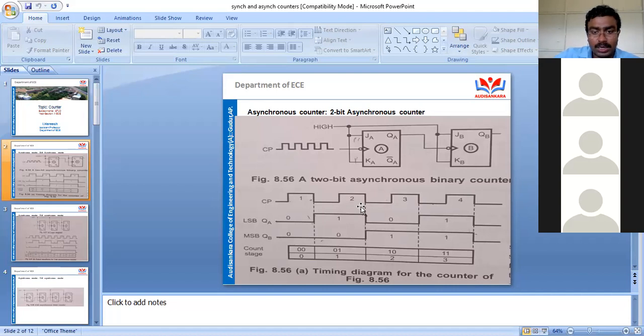4, sir. See here, students. I have taken a 2-bit asynchronous counter, so I have 4 clock pulses to consider for the working procedure. If I have a 3-bit asynchronous counter, how many clock pulses should I consider to trigger? 8, sir. Yeah, 8 is the correct answer.